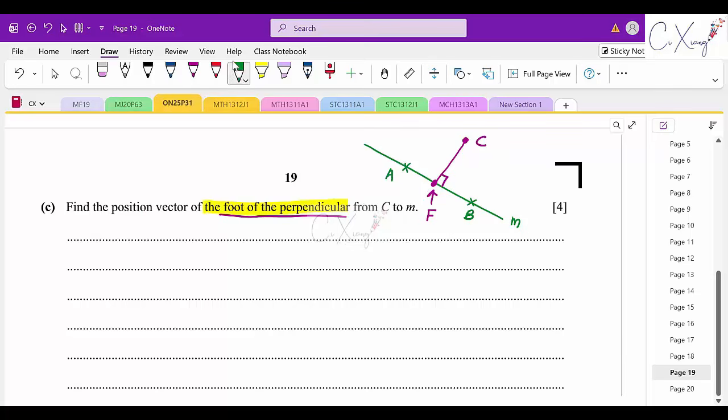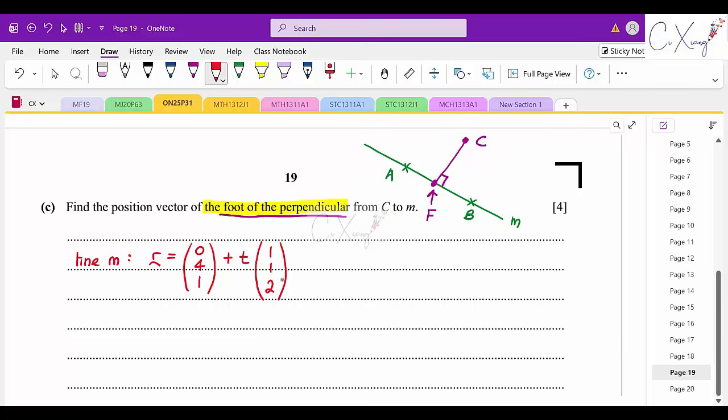Since we know that the point lies on the line M, I want to recall what is the equation of line M that we have. So for line M, we have r equals 0, 4, 1 plus t, then 1, 1, 2.